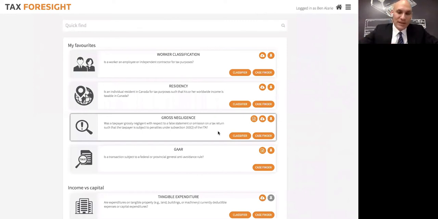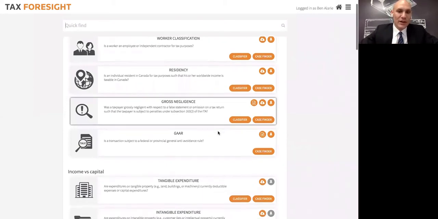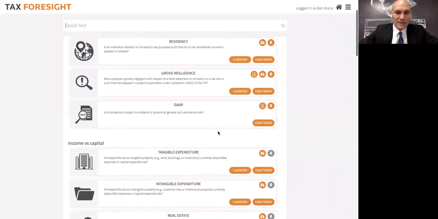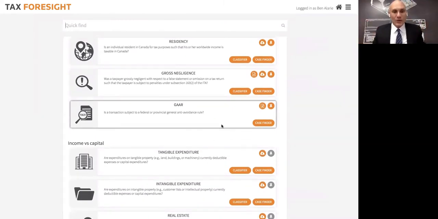And so we built the gross negligence classifier. It's based on hundreds of cases, a really, really great tool for predicting how the courts are going to consider the application of those penalties. We set out long ago to build a GAR classifier. So we thought, it'd be amazing if we could build a classifier for the general anti-avoidance rule that would predict whether a taxpayer has misused or abused the Income Tax Act or some other relevant enactment, including a tax treaty. And so we collected all the GAR cases.